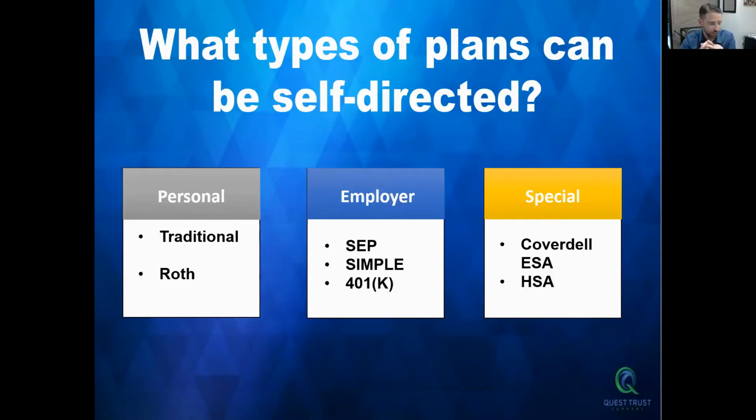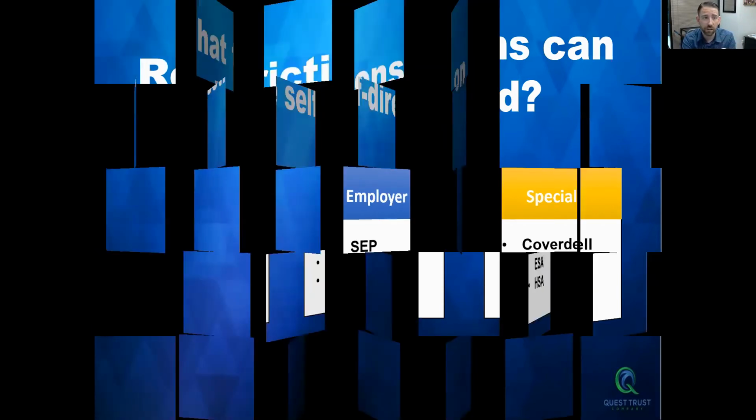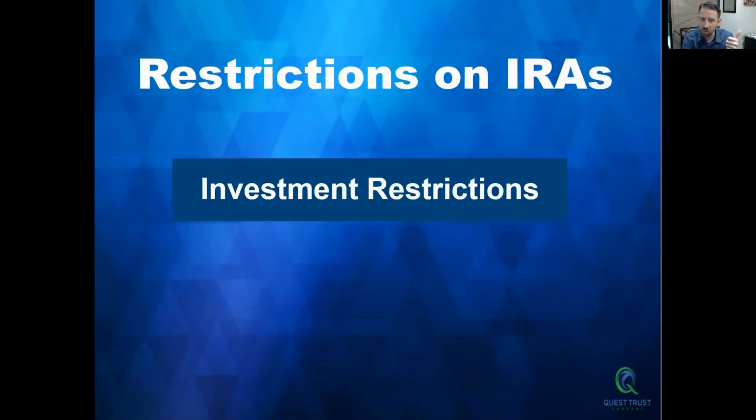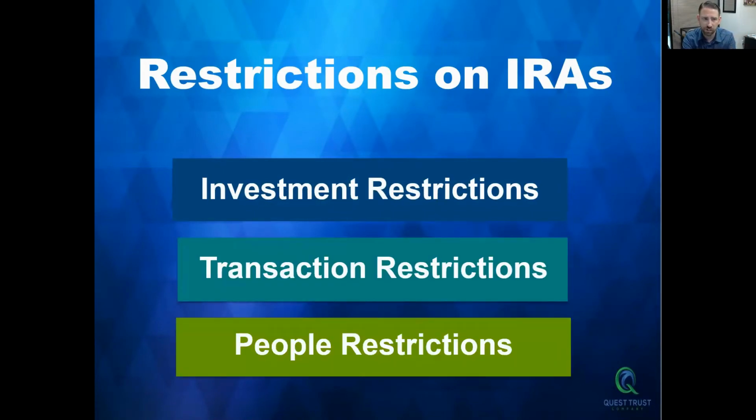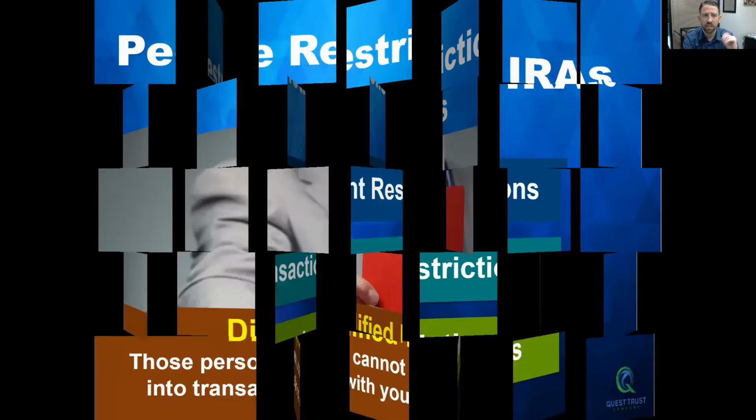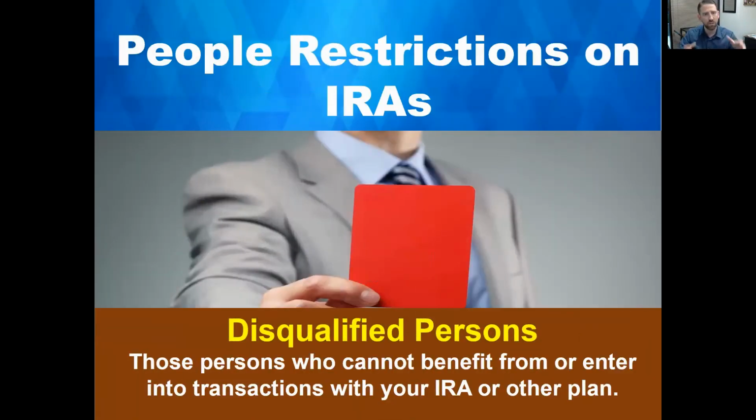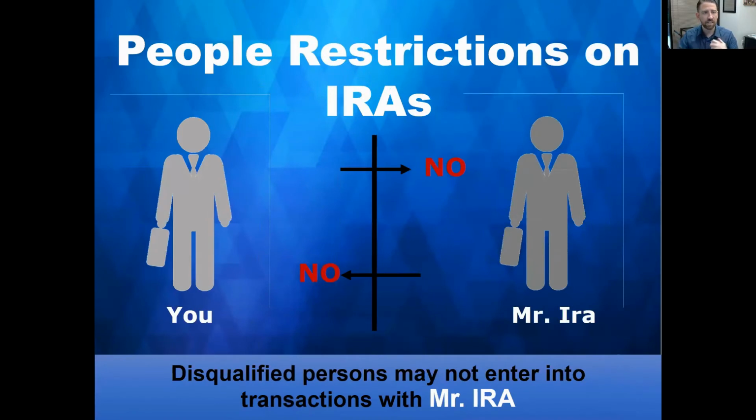Yeah. So with that, though, don't forget about the restrictions that come with these IRAs. We have some investment restrictions, some transaction restrictions, and then some people restrictions. Really, the only thing that affects the majority of us is going to be these people restrictions, and there's something called disqualified people. It states that if my IRA is going to avoid all taxes, it can't invest in some key people. My IRA cannot invest in myself.